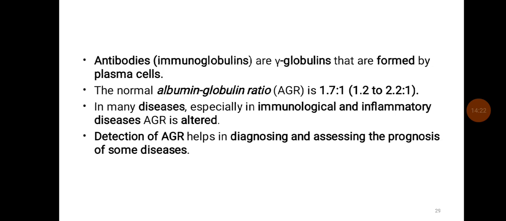Antibodies are gamma globulins and they are formed by the plasma cells. The normal albumin globulin ratio is around 1.7 to 1. In many diseases, especially immunological and inflammatory diseases, the albumin globulin ratio is altered. Detection of altered albumin globulin ratio helps in the diagnosis and assessing the prognosis of some of the diseases.